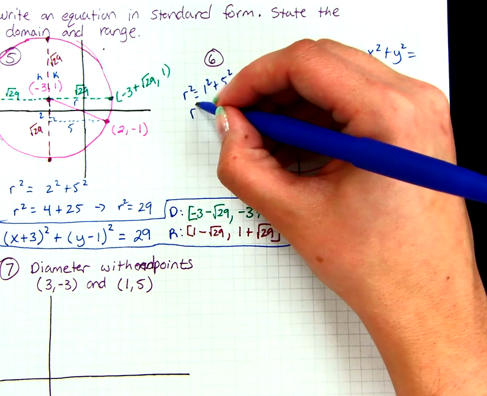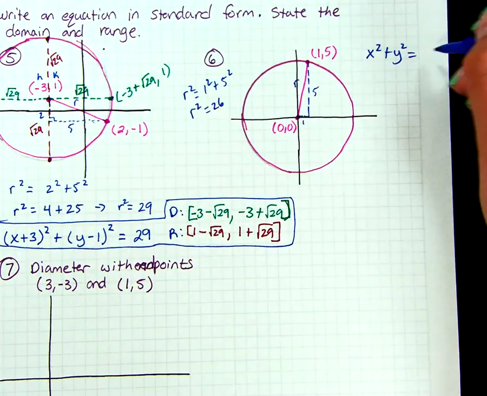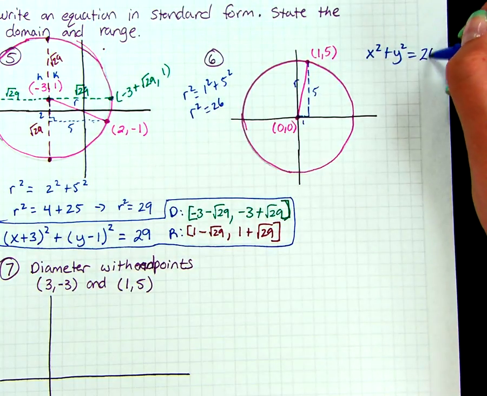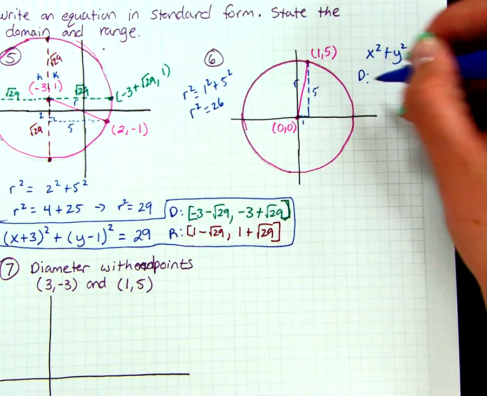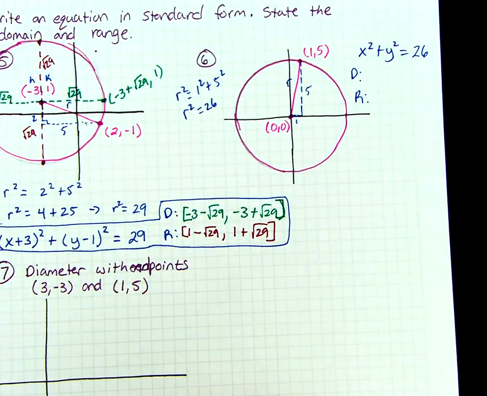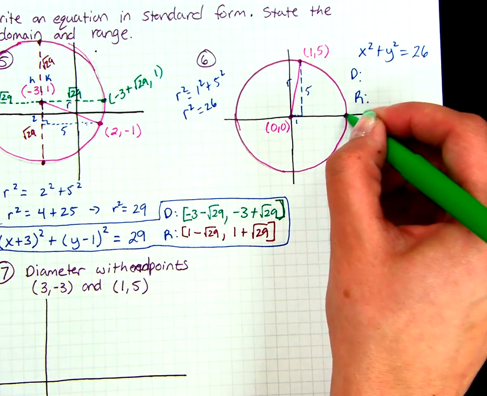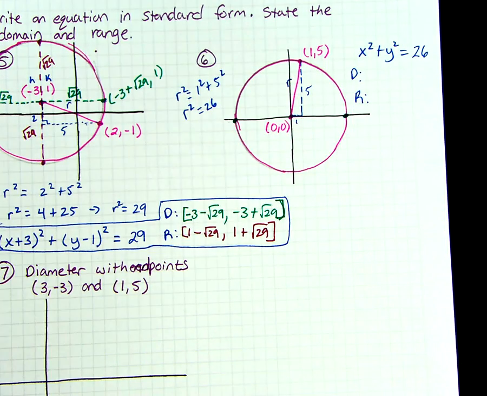So r squared will be 1 plus 25, so 26. Okay, so that's going to go here for the equation. And then we also need to figure out domain and range. Okay, so again, I'm going to switch color pens here. If we start with the domain, again, that's this direction. So we need to figure out this point and this point.